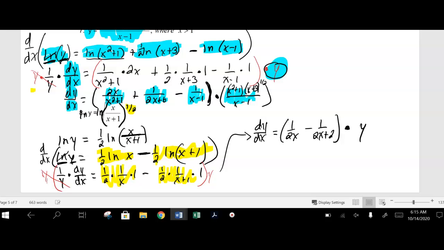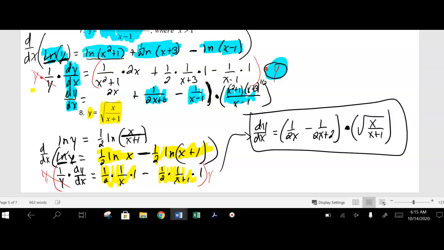But like we mentioned before, we would prefer this not to be y's. So if at all possible, which it is, if I go back to the original problem here, what y is equal to with respect to x is this radical expression. So we come back over here, we get rid of the y, replace it with the square root of x over x plus 1, and then this is our final answer.